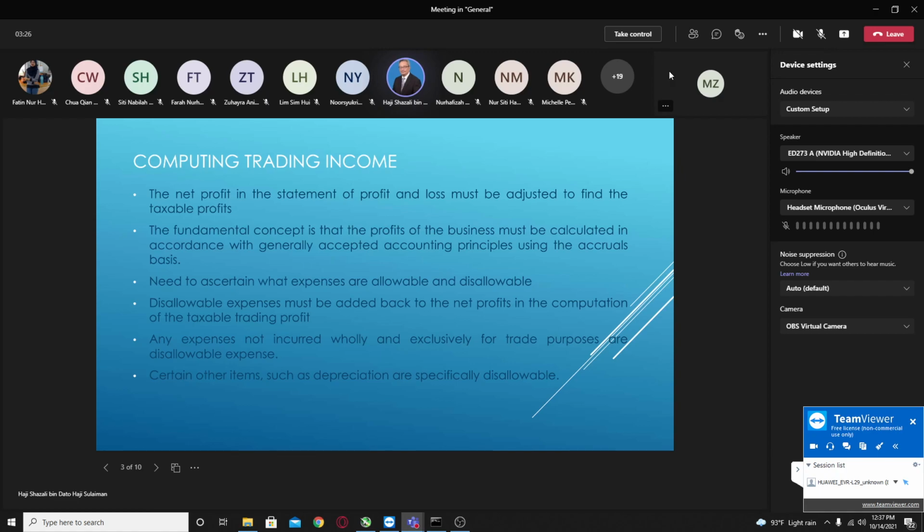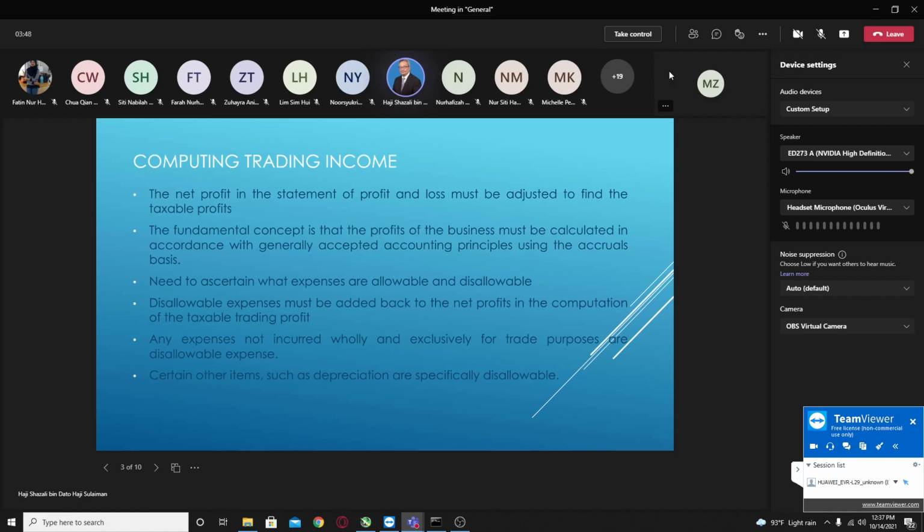But the most important thing, obviously, in terms of personal income tax, is the fundamental concept that the profits of the business must be calculated in accordance with the generally accepted accounting principles. And what is that? For both personal and for companies, it is the accruals basis.